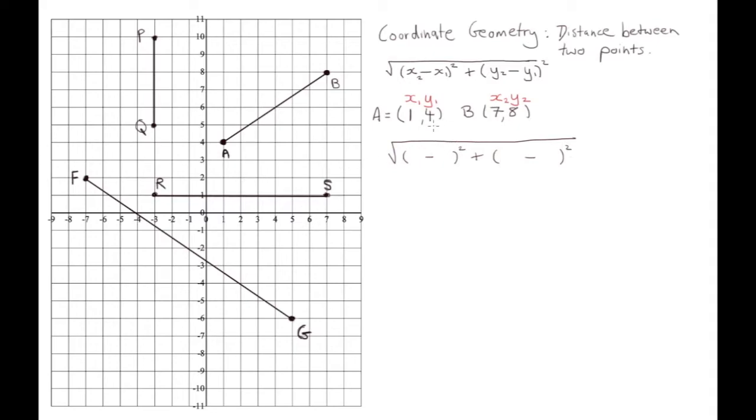Now I'm going to put these numbers in the correct order into my formula. So it's x2 minus x1. What's x2? x2 is 7, minus x1. x1 is 1. And here we have y2 minus y1. So y2 is 8 and y1 is 4. So we've just put these numbers in the correct order in here.